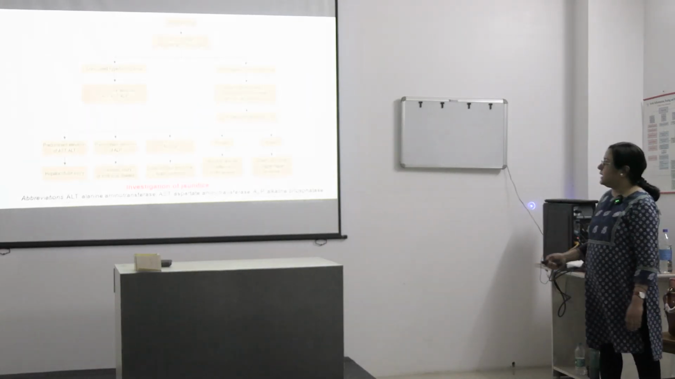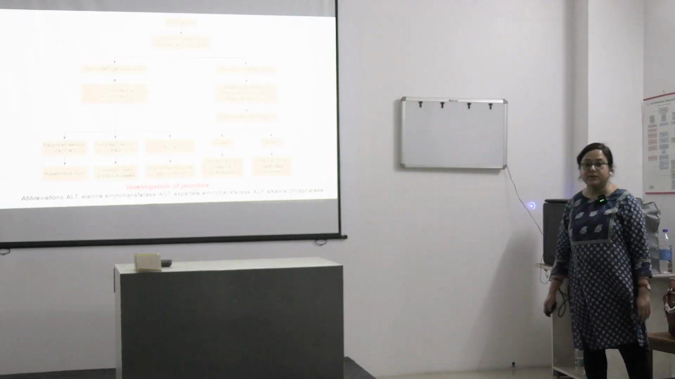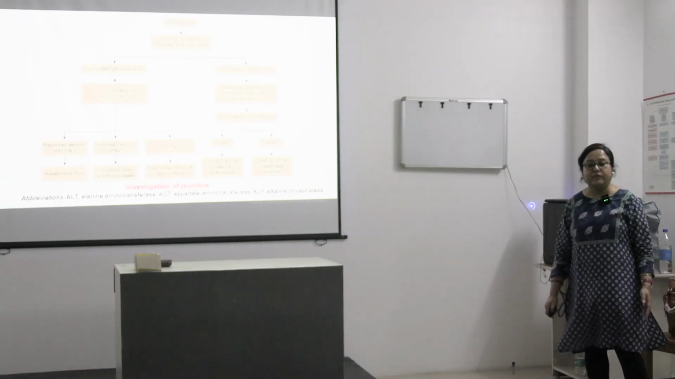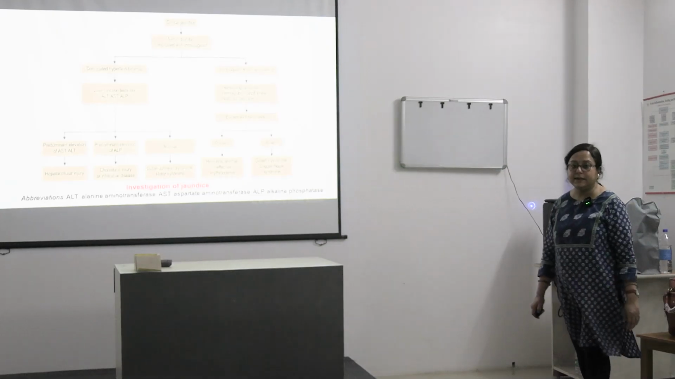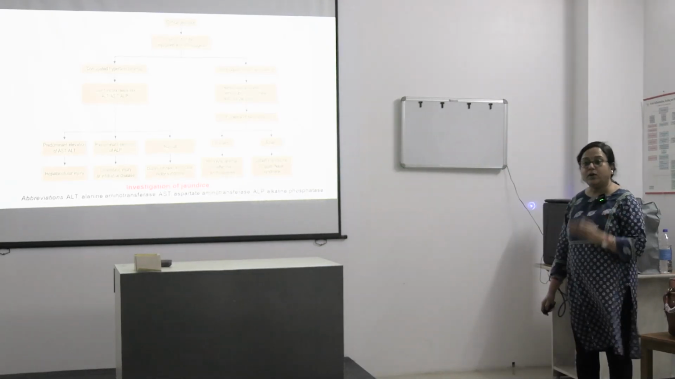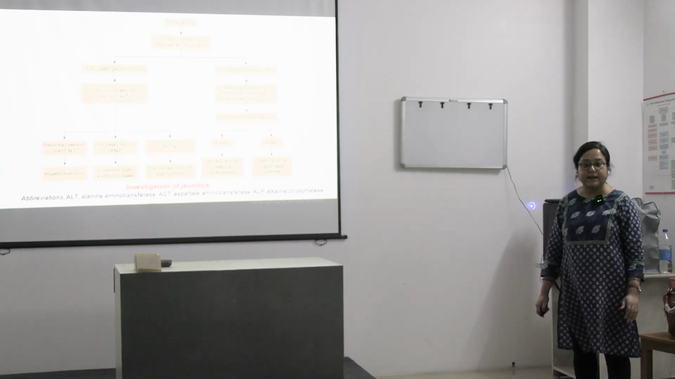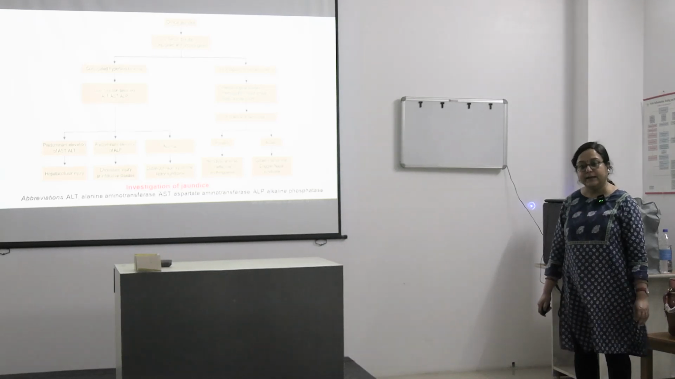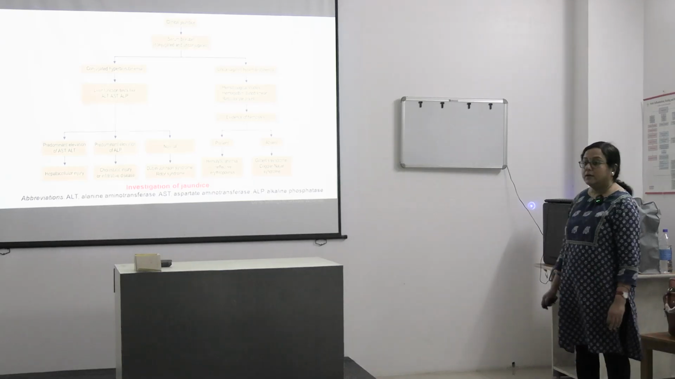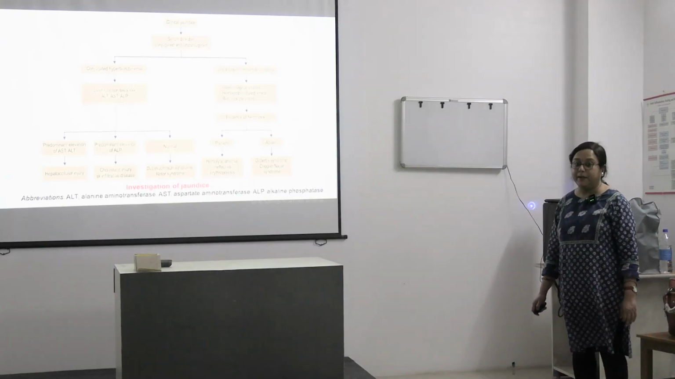This is a flow chart. How can we investigate jaundice? First, jaundice is clinically evident once the serum bilirubin is more than 2 milligram per deciliter. We can also see that the skin, sclera and mucous membrane are yellowish. In that case, we will go for testing serum bilirubin.